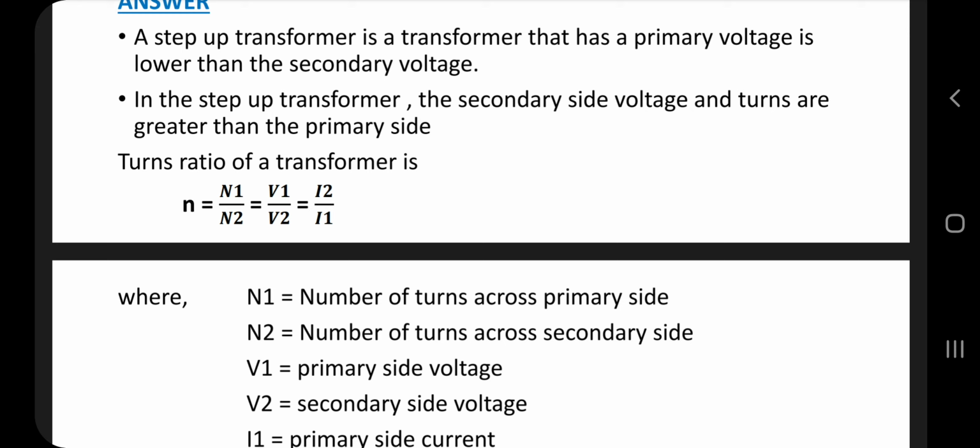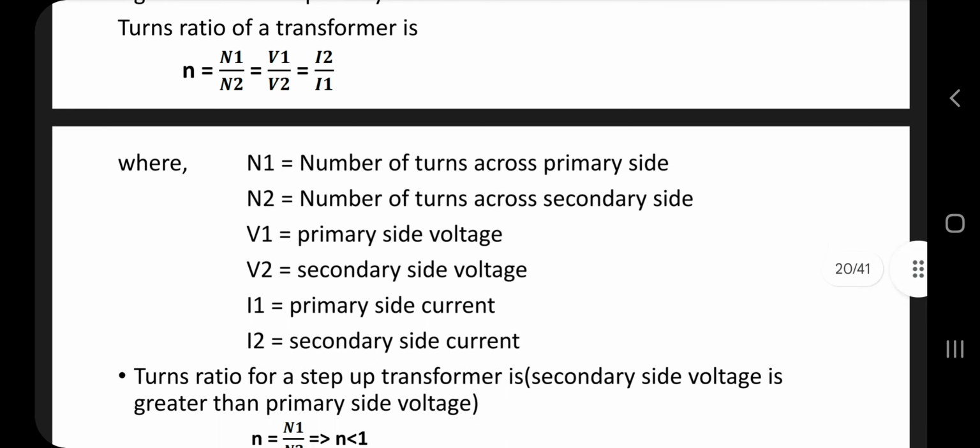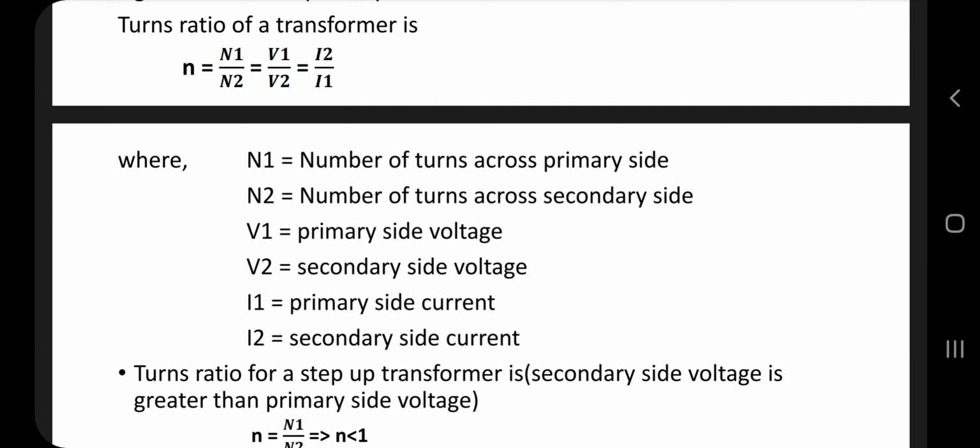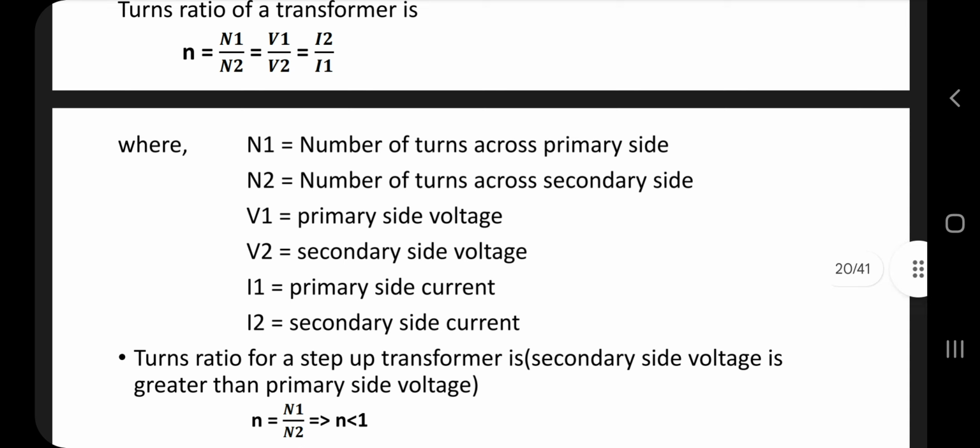In the step-up transformer, the secondary side voltage and turns are greater than the primary side. Just look at the turns ratio of a transformer. The turns ratio of a transformer is equal to N1 by N2, which is equal to V1 by V2, which is equal to I2 by I1, where N1 is the number of turns across the primary side, N2 is the number of turns across the secondary side, V1 is the primary side voltage, V2 is the secondary side voltage, I1 is the primary side current and I2 is the secondary side current.